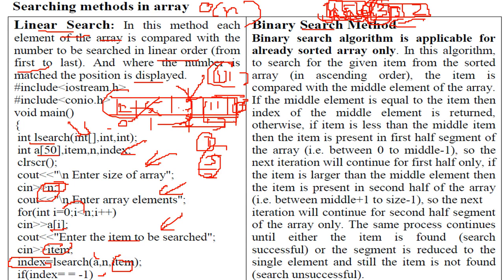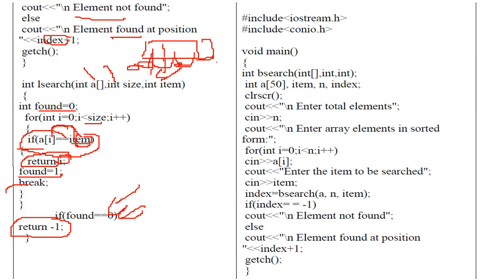So if the array is large, this half is going to be again halved till the time we reach the element or we don't find the element. Both the cases are there. So let me show you the program, you will better understand it.